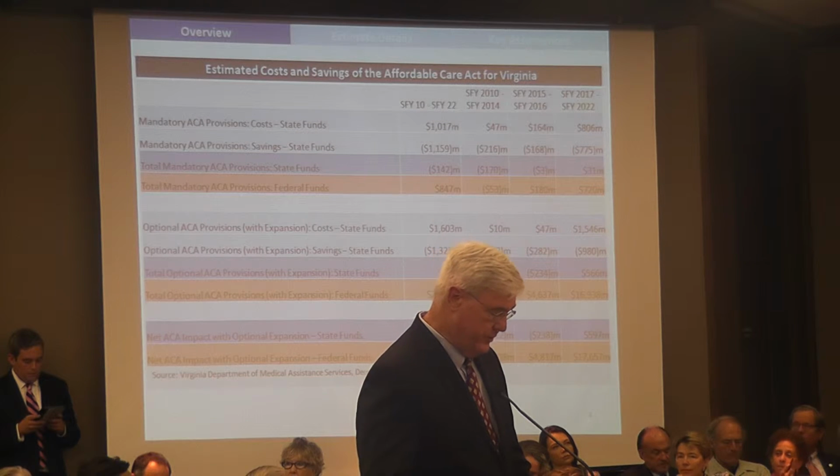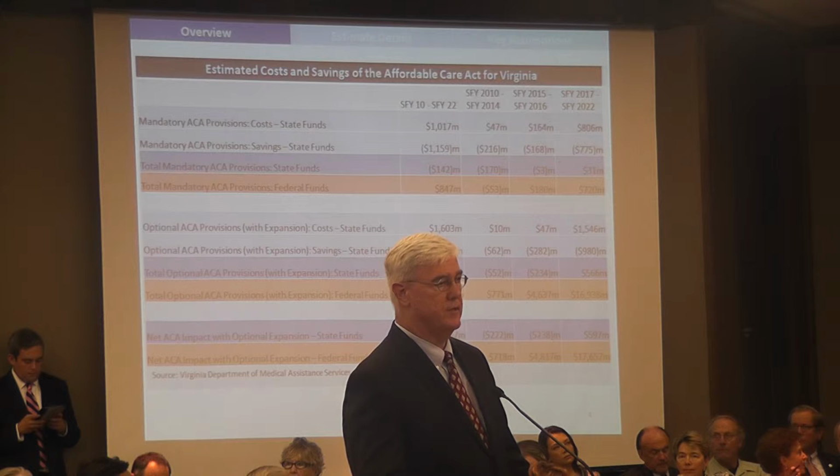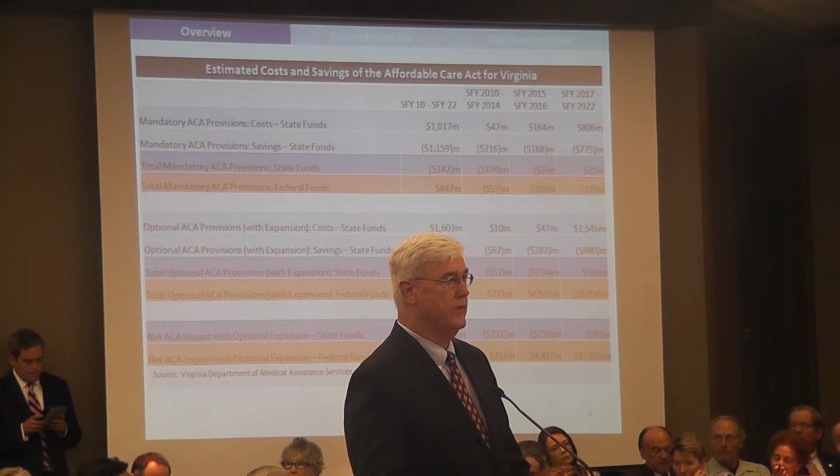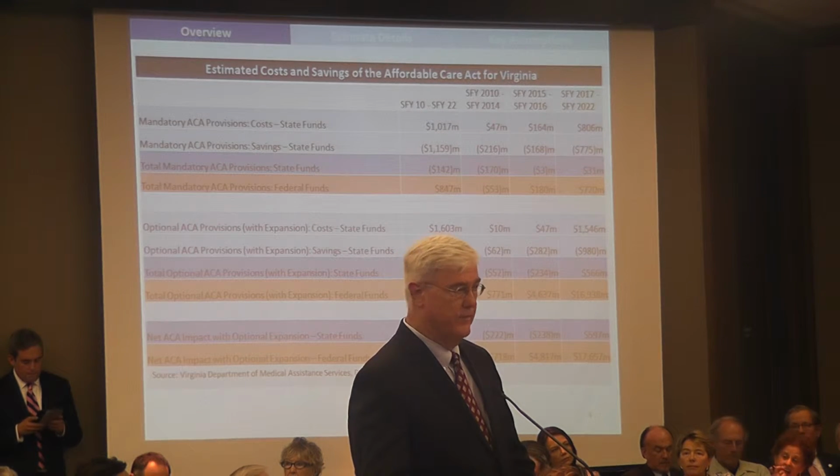The pink line is to show the federal expenditures. It doesn't break it down into savings and costs. It's just a net figure of $847 million over the entire time period that's associated with the mandatory provisions of the ACA.